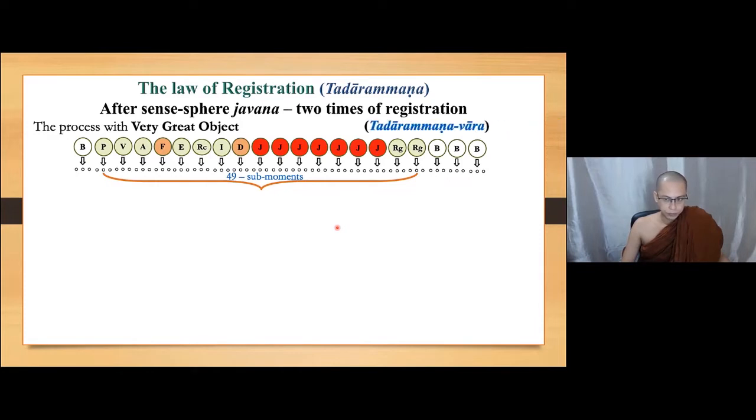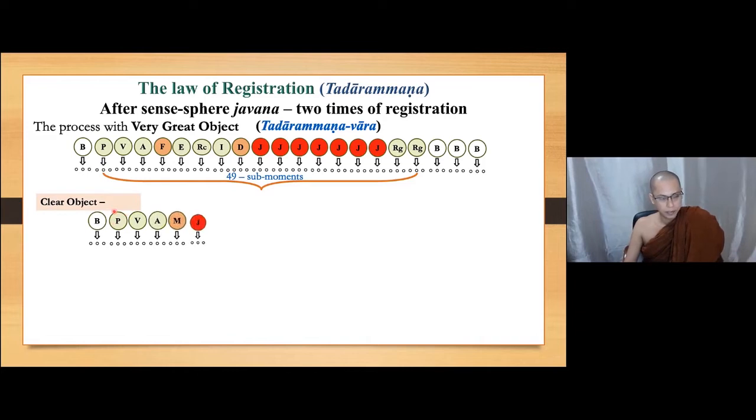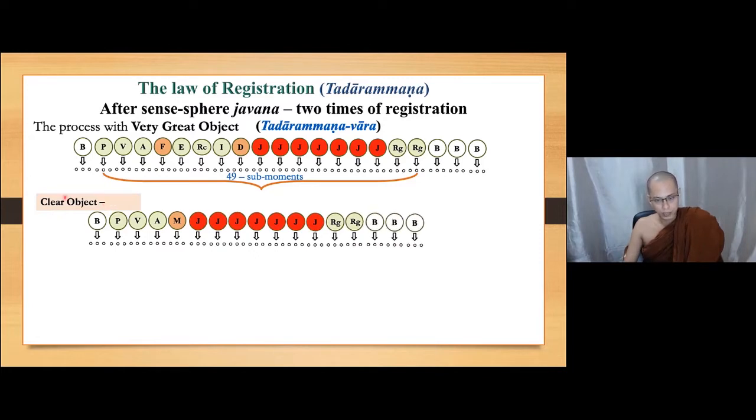Then here is called the Tadarammana Vara, because it ends with the Tadarammana mind moment. Registration is the last moment, that's why this is called Tadarammana. Also, if the object of the mind door process is a clear object, the process would end with registration. In this way, we can identify 11 consciousness that arise immediately after Javana to perform the registration function.